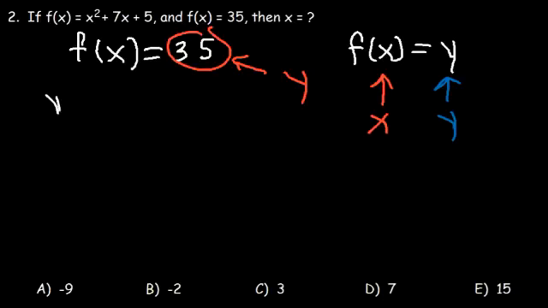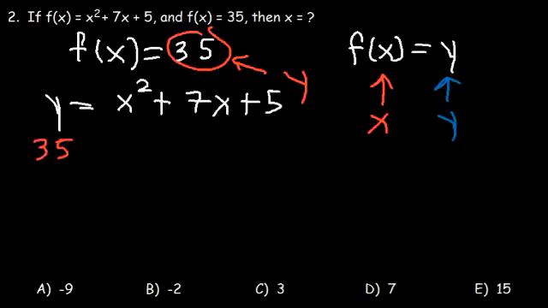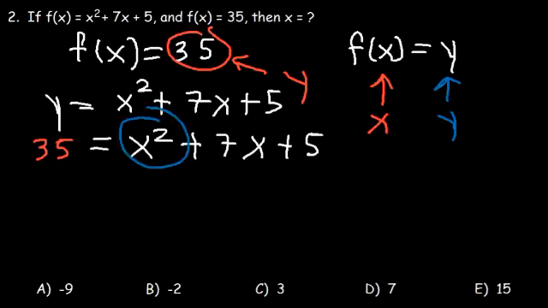So we have the equation y is equal to x squared plus 7x plus 5. And f of x and y are the same thing. They equal each other. So now we can replace y with 35, and now we've got to solve for x. Whenever you see an x squared and an x variable with half the exponent, like x to the first power, it's a quadratic equation, and you may have to solve it either by using the quadratic formula, by factoring, or even by completing the square.